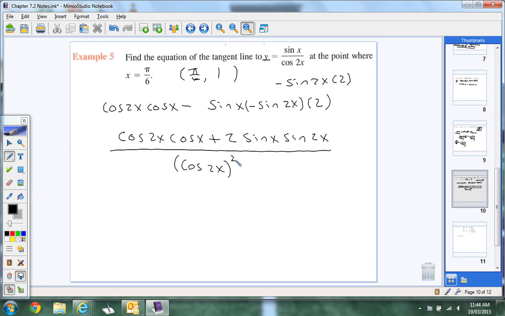Okay, I don't see any simplification I can do. There's no cosine 2x to pull out to cancel. There's nothing I can do. So right here, we go ahead and we plug in pi over 6. Okay, and we're trying to get values now because we can get values of all these. We kind of already know them.